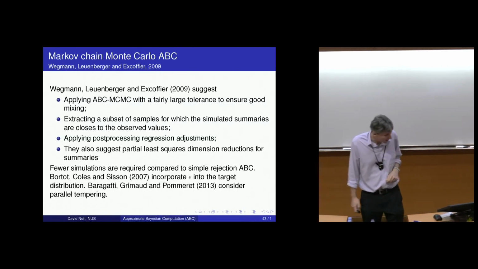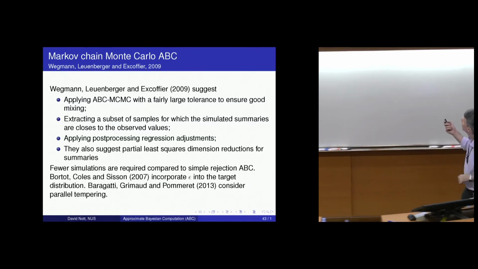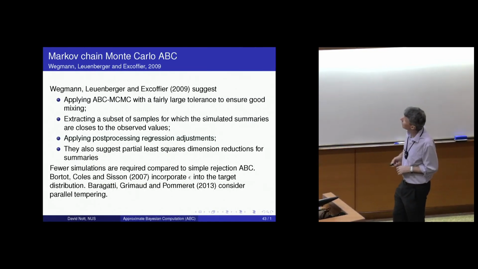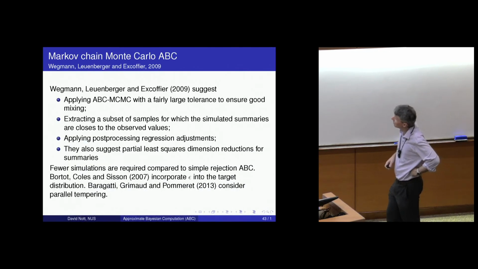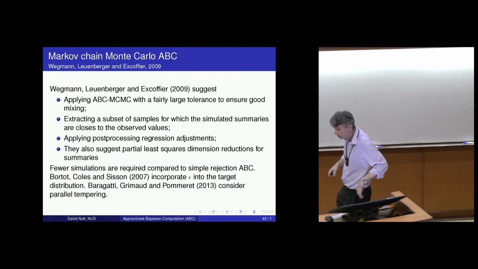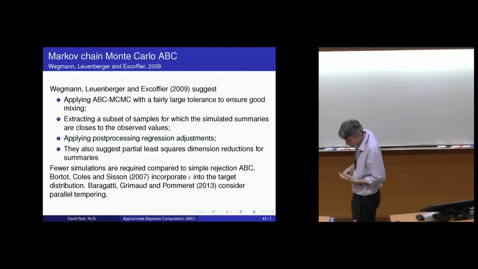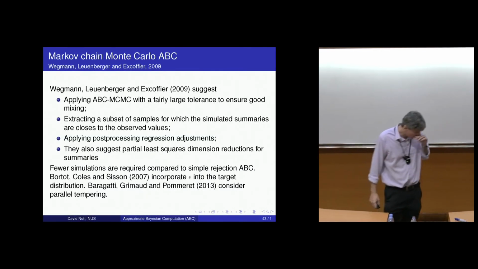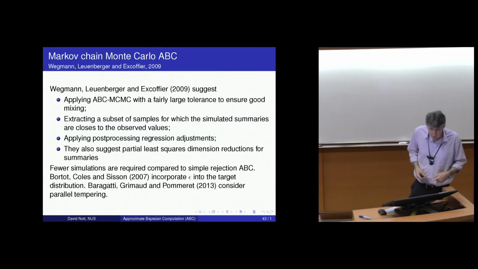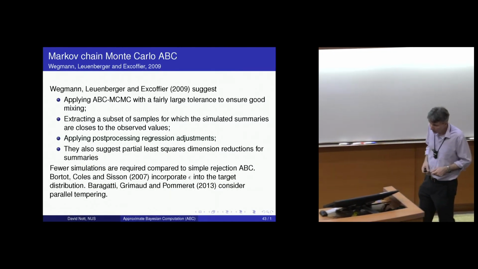So this is an ABC MCMC method that's readily available in standard software. Some other ABC MCMC algorithms are kind of interesting. In this paper, the authors suggest making the tolerance epsilon random, and they include epsilon as an additional variable in the target distribution. They do that in such a way that the marginal for theta is still the thing of interest.